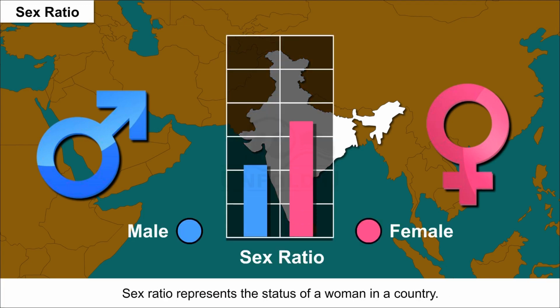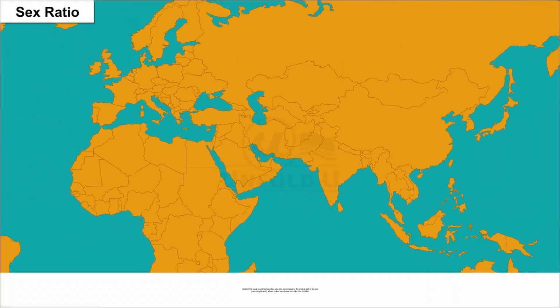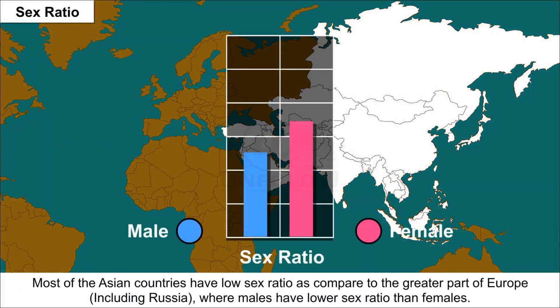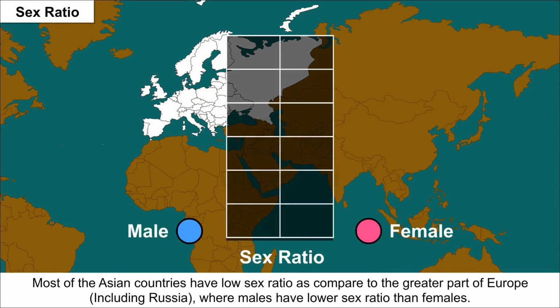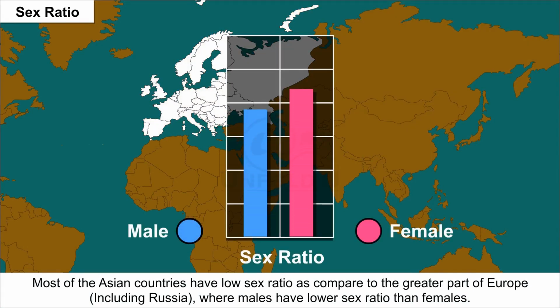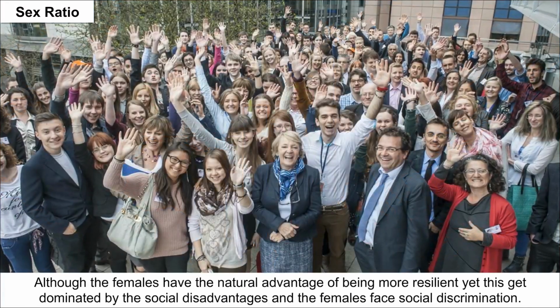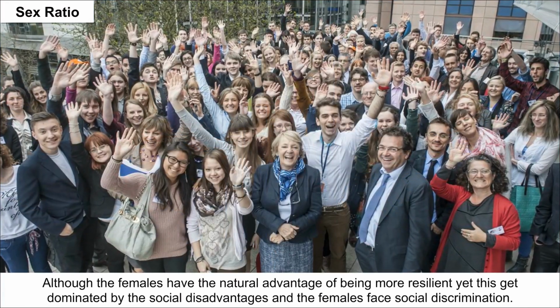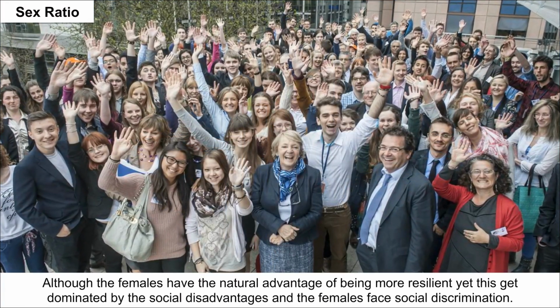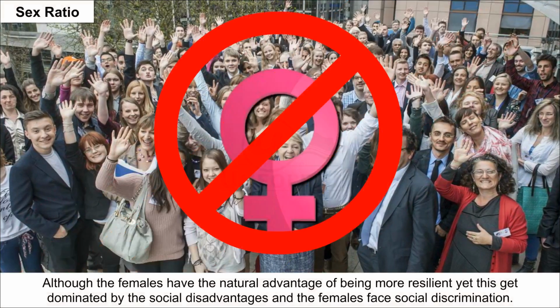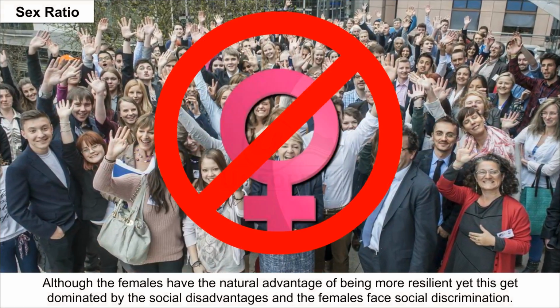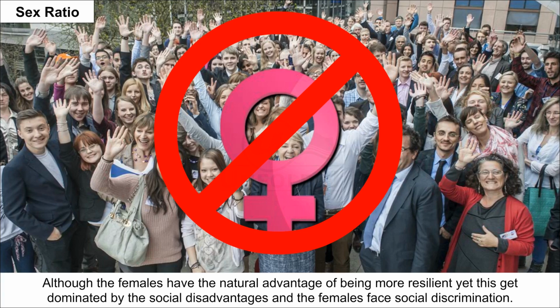Sex ratio represents the status of a woman in a country. Most of the Asian countries have a low sex ratio as compared to the greater part of Europe, including Russia, where males have a lower sex ratio than females. Although the females have the natural advantage of being more resilient, yet this gets dominated by the social disadvantages, and the females face social discrimination.